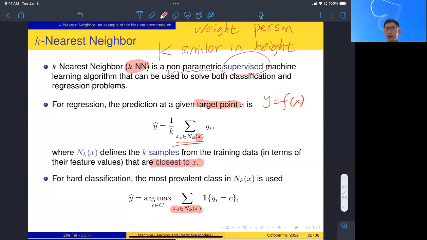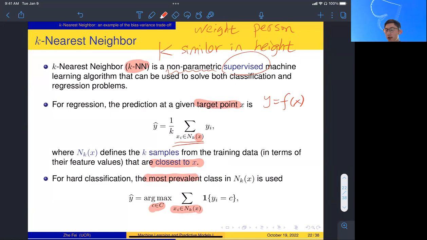So N_k is the same neighborhood, but now your yi takes different values in your classes, capital C. So capital C is all the classes you have. And we want to find the small c, the little c, that is most prevalent in the neighborhood.